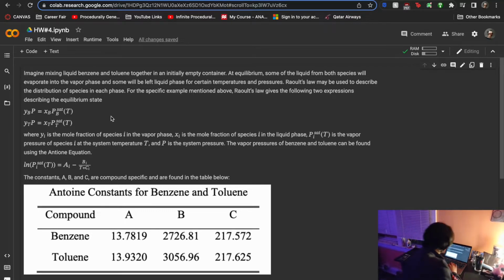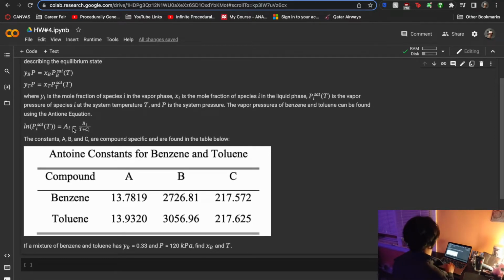What we have here is that we've been given Raoult's law. We've been given a mixture of benzene and toluene, which have been allowed to get to equilibrium. They both exist as liquid and gases at equilibrium, and thus we've also been given Raoult's law for both benzene and toluene, which is basically the mole fraction of one component in the gas phase multiplied by the pressure is equal to the mole fraction of that component in liquid multiplied by its saturation pressure.